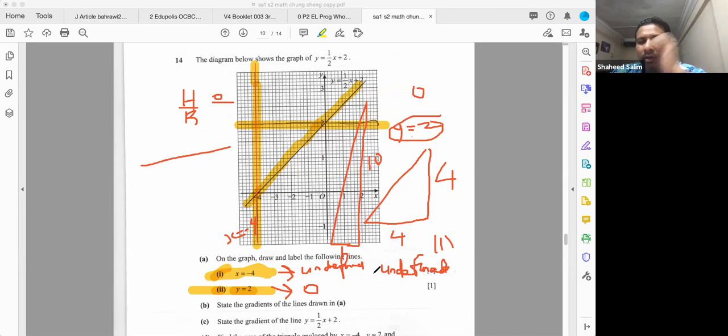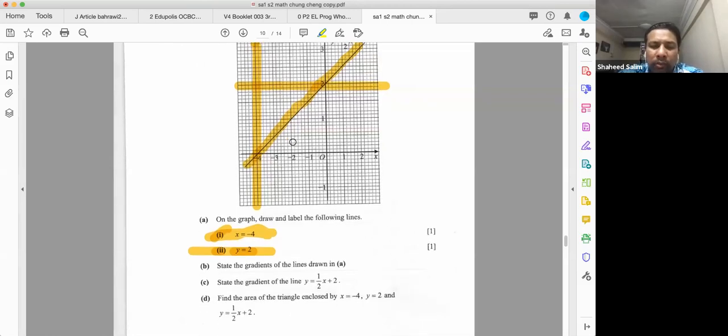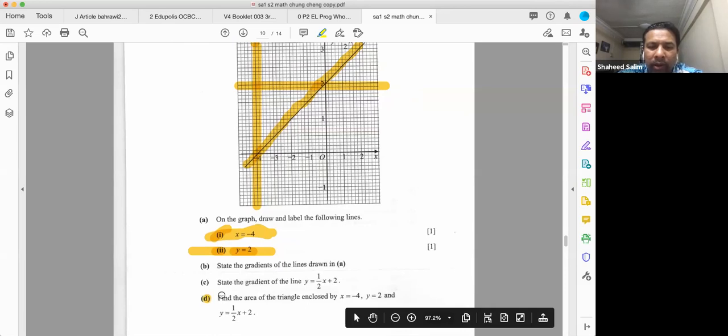Undefined means we cannot tell. So now we are going to come back, because we need to look at the triangle down here. Now they ask you, what is the gradient here? Can you all do question 2.3 to see what the gradient is?